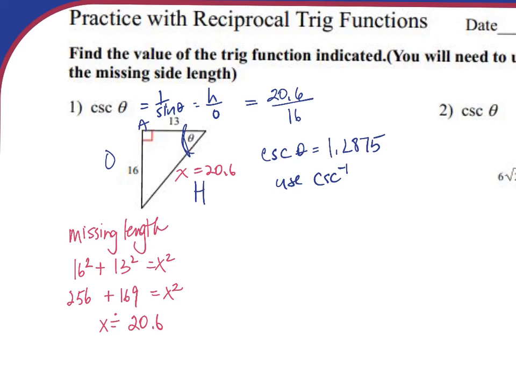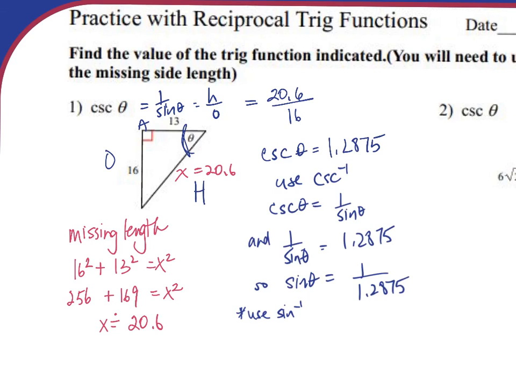And if you do not have that, then we're going to go one step further. So cosecant theta is equal to 1 over sine theta. So 1 over sine theta equals 1.2875. Switching the sine theta with the 1.2875, I get sine theta equals 1 over 1.2875, and then I can put this in my calculator and use the sine -1 function. When I do that, I get theta, and make sure your calculator's in degrees, is 51 degrees.